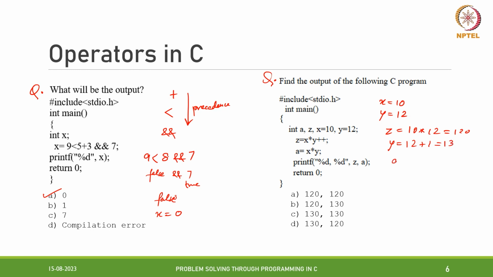Now in the next step you have a equals x into y. Now x is still 10, but y has become 13, so this will become 130. Now we print z and a, so it will be 120 comma 130, which is option B.